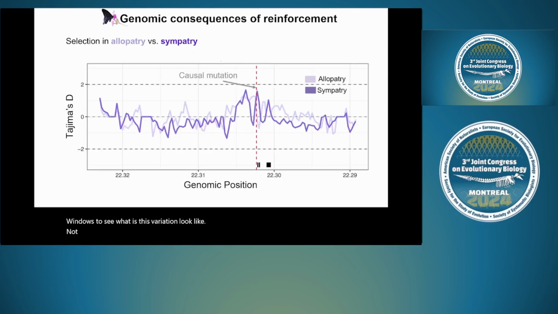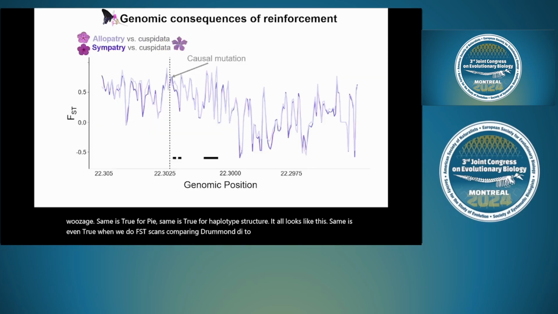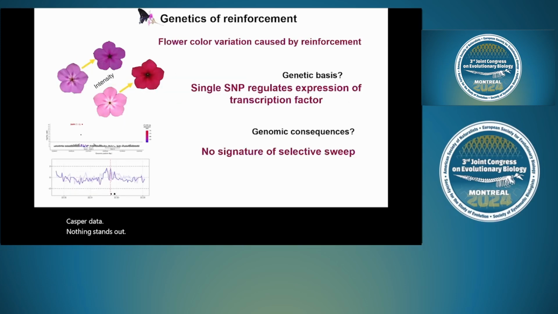Not much. Okay, so this is Tajima's D, and we can see from allopatric and sympatric populations that we're bouncing right around what we might expect with neutrality. And there's nothing different in the genetic variation from allopatry and sympatry. Same is true for Fay and Wu's H, same is true for pi, same is true for haplotype structure. It all looks like this. Same is even true when we do FST scans comparing Drummondii to that closely related species Cuspidata. Nothing stands out. Okay, so there's no signature of a selective sweep around this mutation that we know we've measured selection on in sympatry, that does not exist in allopatry.